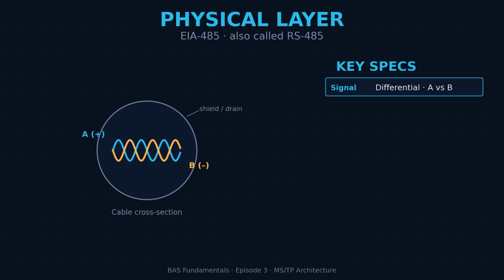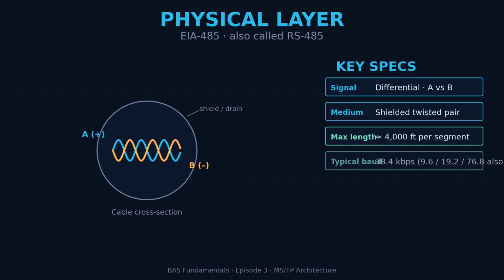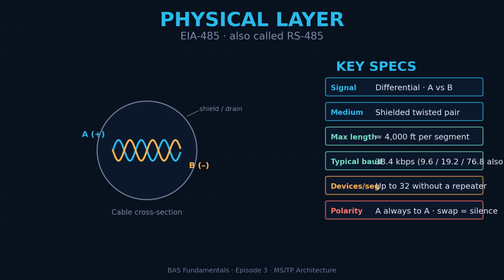MSTP, which stands for Master-Slave/Token Passing, runs on EIA 485, also called RS 485. It's a two-wire differential bus, one twisted pair for data, plus a shield for the drain. The two conductors are labeled A and B, sometimes plus and minus. Maximum bus length is 4,000 feet at 38.4 kilobaud, the most common speed you'll see in the field.